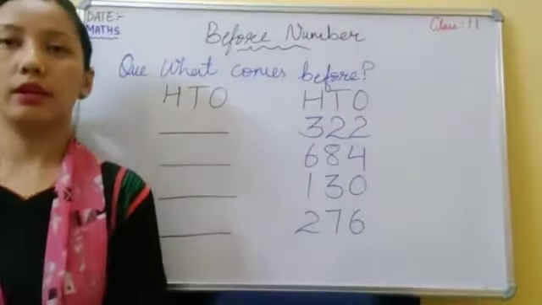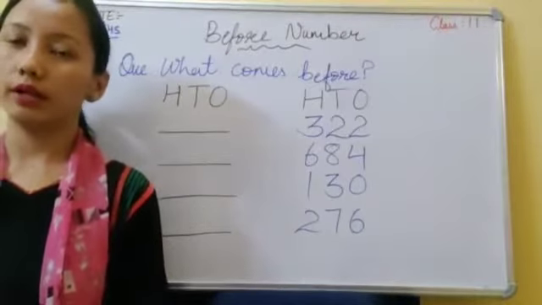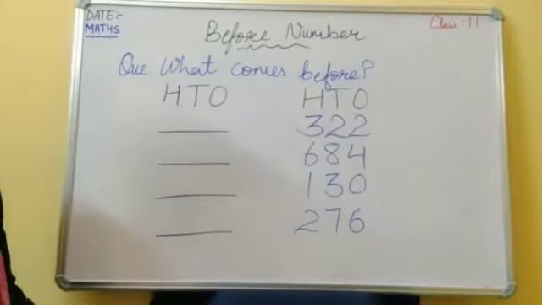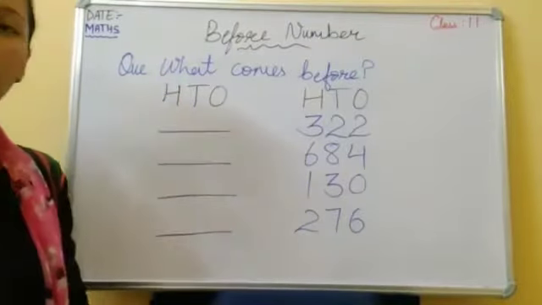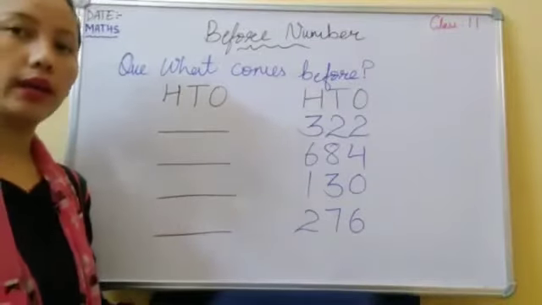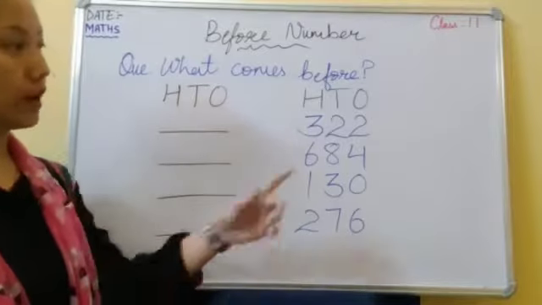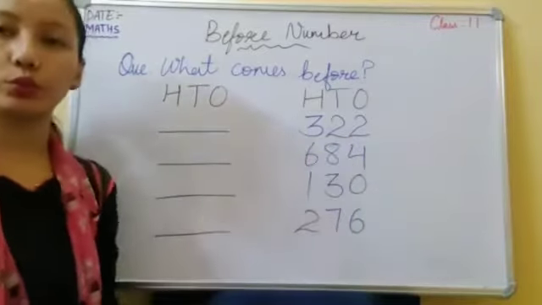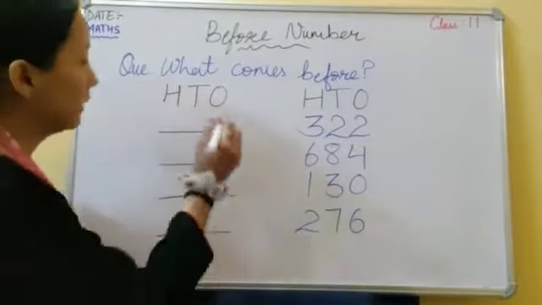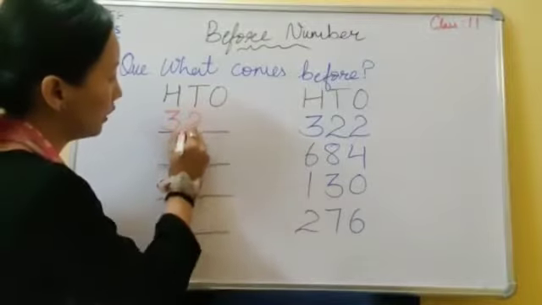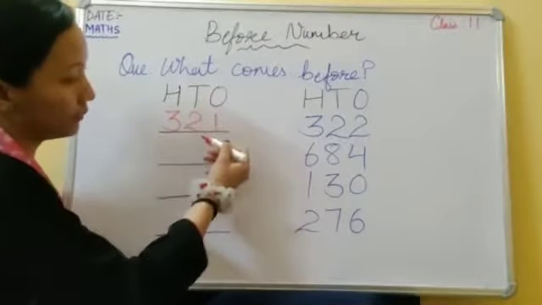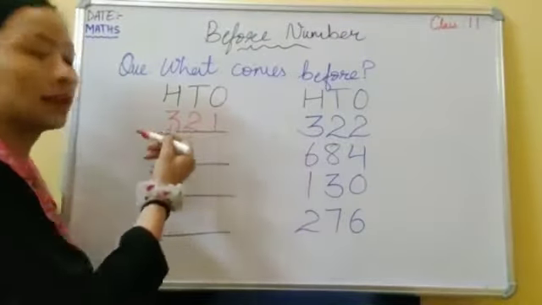Before number. Students, when we count backward counting, we get before number, right? So here let's do some examples. What comes before? Okay, here you have to write the number that comes before. Okay, now tell me, what comes before 322? Tell me. Yes, 321. So right, 321. 1 under 1's place, 2 under 10's place and 3 under 100's place.